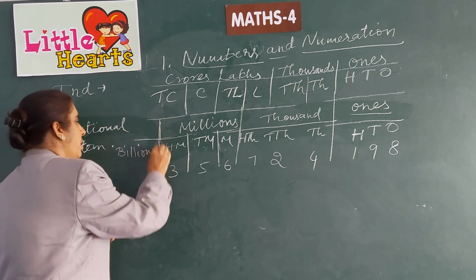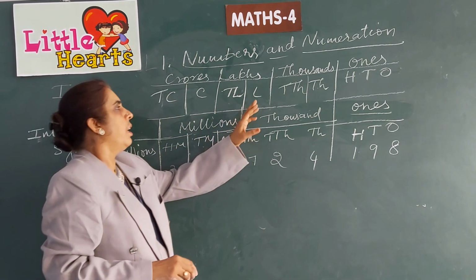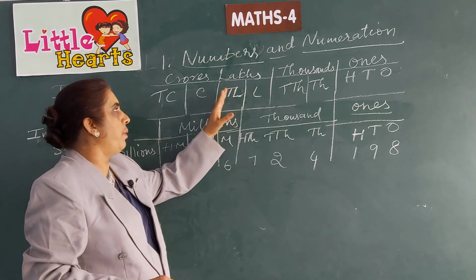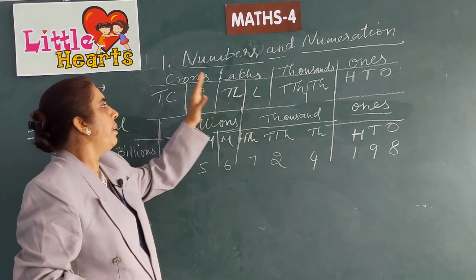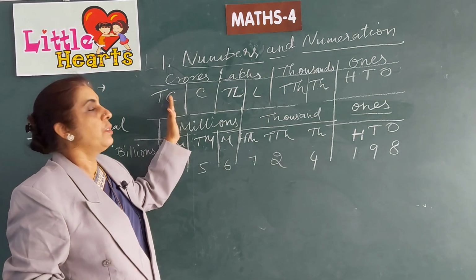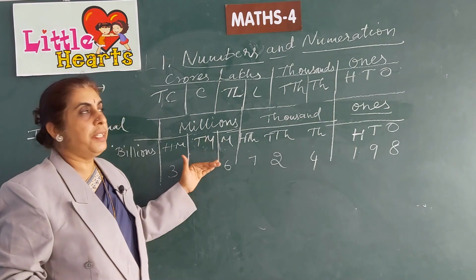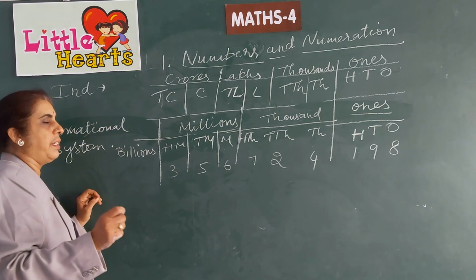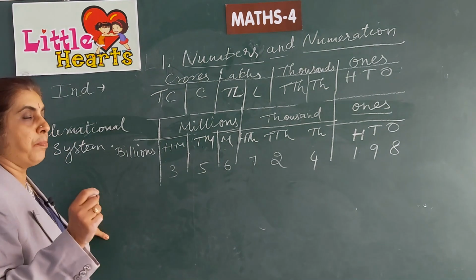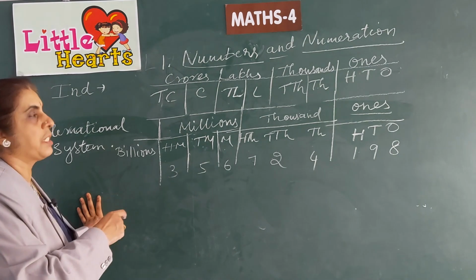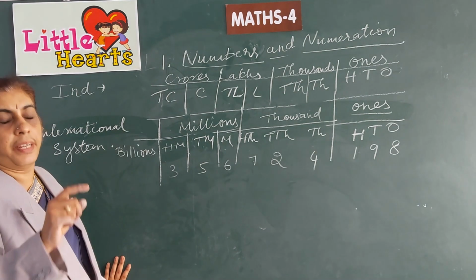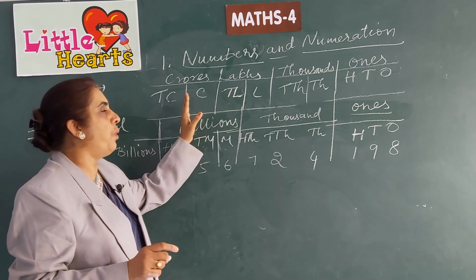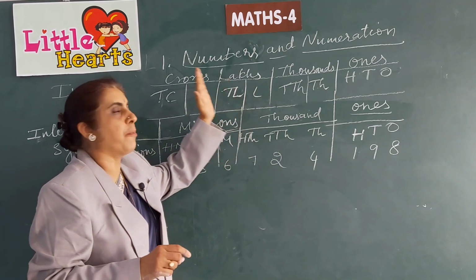Next come billions. But in the Indian system, after thousands we have 2 digits, lakhs, 10 lakhs. Only 2 digits in each period after the ones period. Next come crores. So that is the difference between the international and Indian systems. In the international system, for every 3 digits we insert a comma and the period changes for every 3 digits. But in the Indian system, only one period has 3 digits, and the remaining periods have only 2 digits. For every 2 digits the period changes.